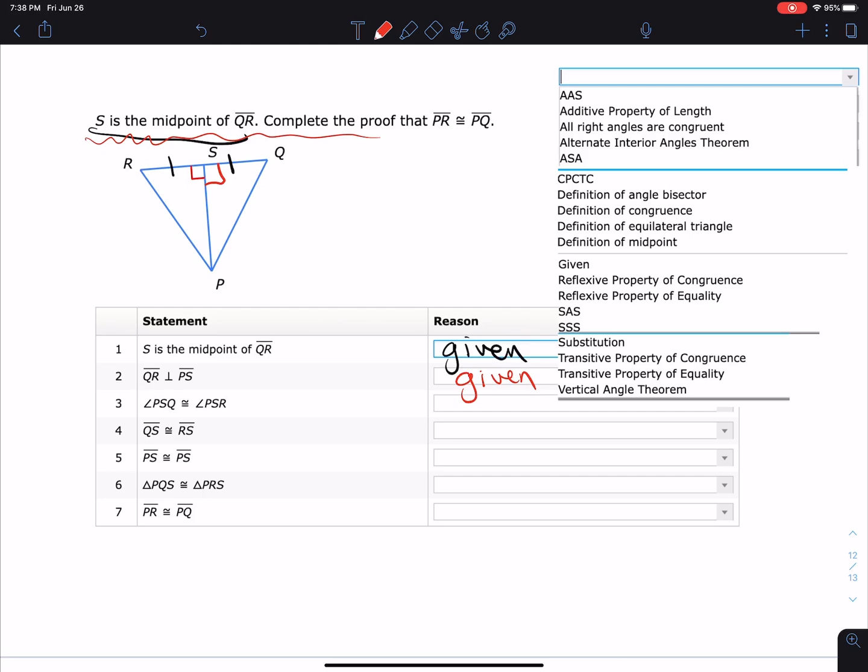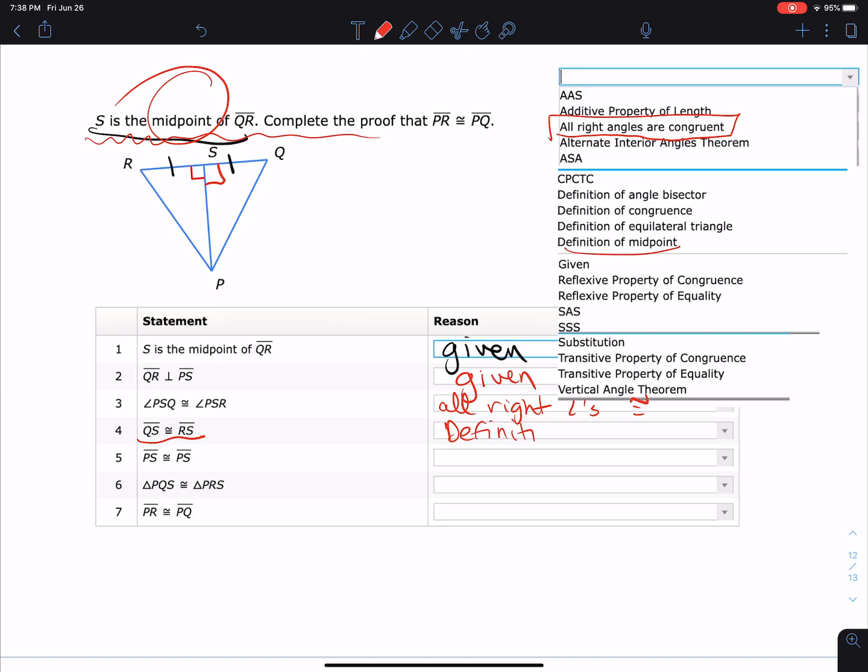Well, of course they are. That's going to be the definition of right angles. Is that what they call it here? Oh, all right angles are congruent, okay? So if you've got a right angle on the left, you're going to have it on the right. So all right angles are congruent. And then how do we know QS is congruent to RS? Well, I look up, I marked it. How did I know that? Well, that came from the word midpoint. So that's going to be a definition of midpoint here.